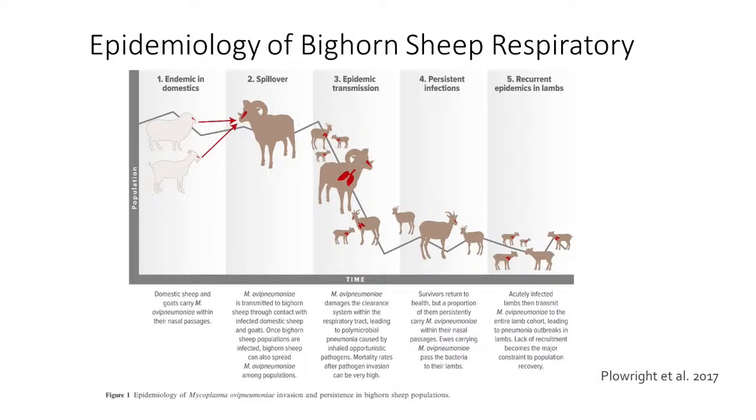And then as the years progress, we have these persistent infections. We have these individuals that are chronically shedding the pathogen. They give it to their lambs. The lambs, because they like to play together, form these nursery groups. They share their pathogens, and most of them die. And this happens year after year after year until the population goes extinct.